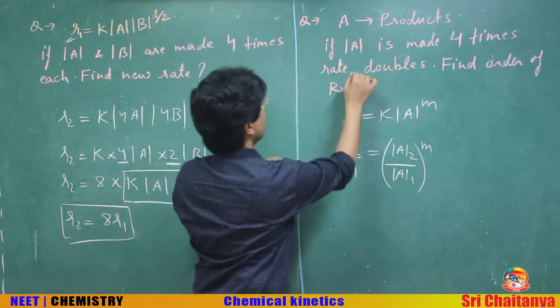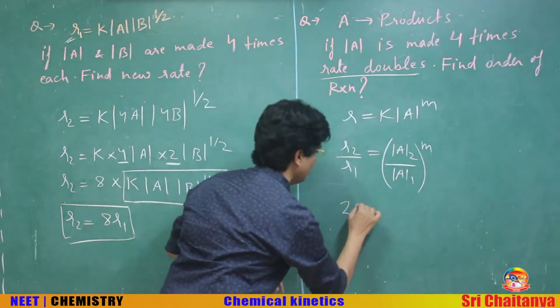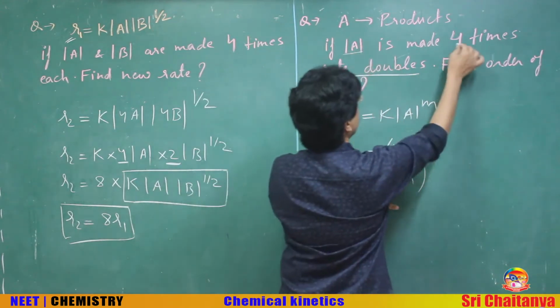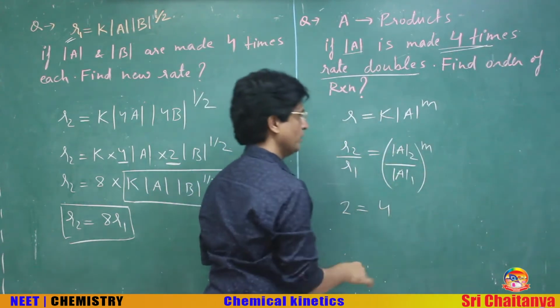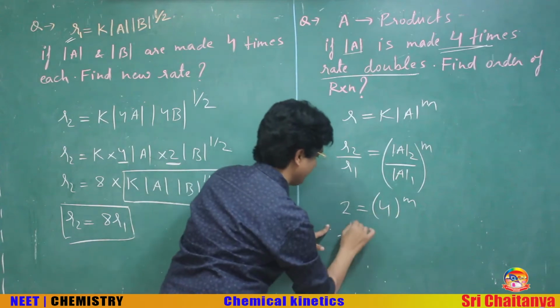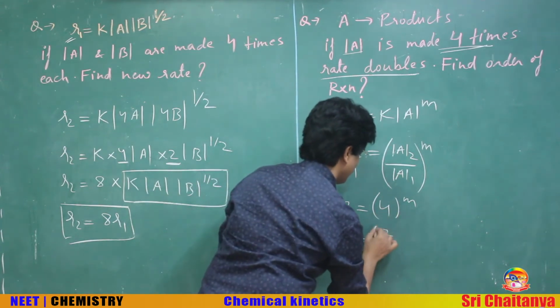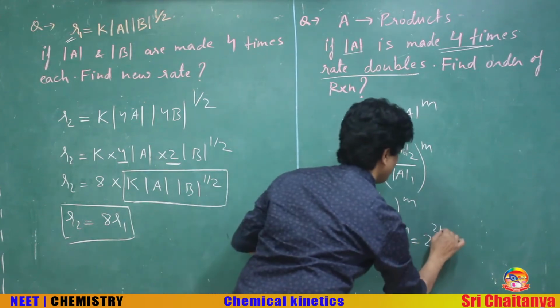Now they are saying the rate doubles. So R2 by R1 I can write as 2 will be equal to A2 by A1 to the power of m. They are saying the concentration of A is made 4 times. So A2 by A1 will be 4 to the power of m. Simplify that. 4 is 2 squared, so this will be 2 squared to the power of m. This can be written as 2 to the power of 2m.